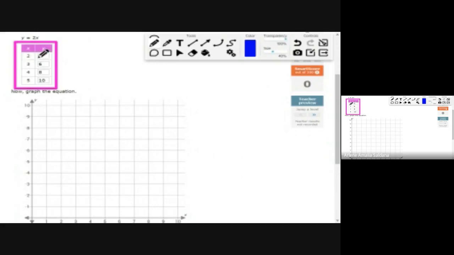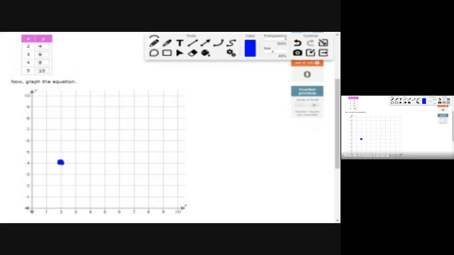So the first coordinate pair is going to be 2, 4. On the x, it's going to be 2. So this is going to be your x. You're going to run to 2 and jump to 4. So our first coordinate pair is going to be right here. That's the first point that we're going to graph.